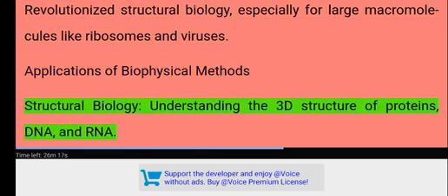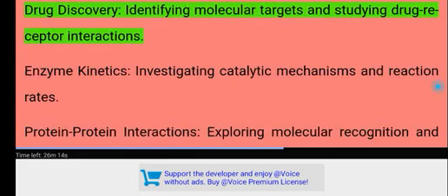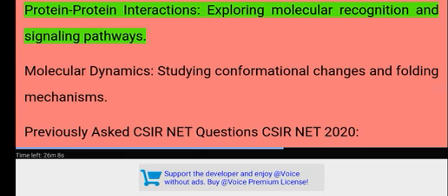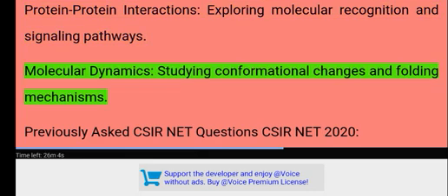Applications of biophysical methods. Structural biology, understanding the 3D structure of proteins, DNA, and RNA. Drug discovery, identifying molecular targets and studying drug-receptor interactions. Enzyme kinetics, investigating catalytic mechanisms and reaction rates. Protein-protein interactions, exploring molecular recognition and signaling pathways. Molecular dynamics, studying conformational changes and folding mechanisms.